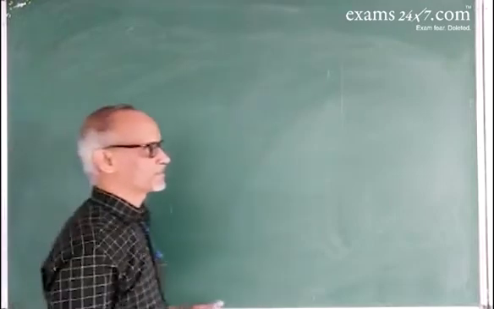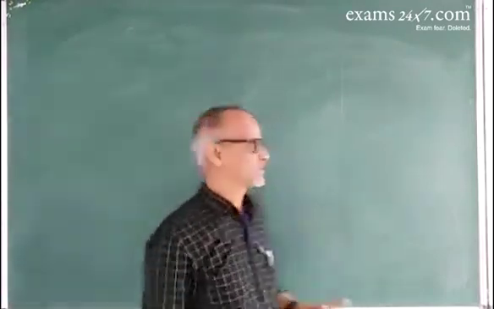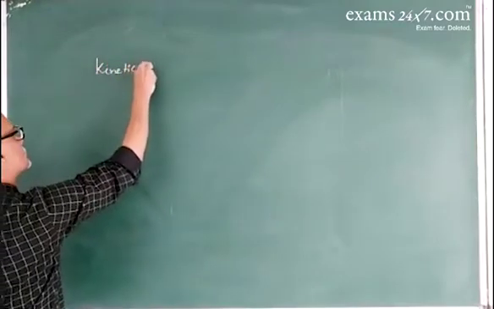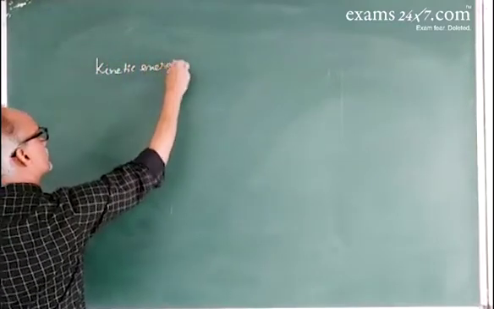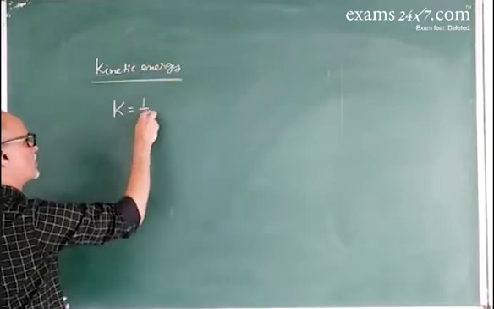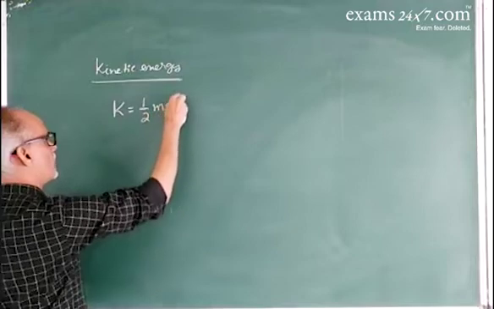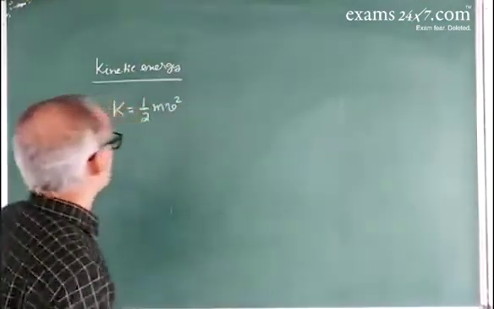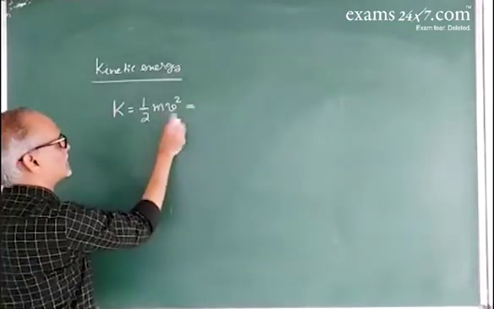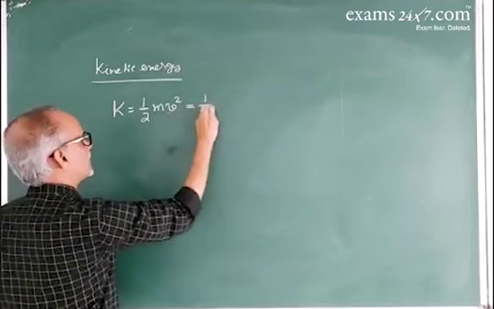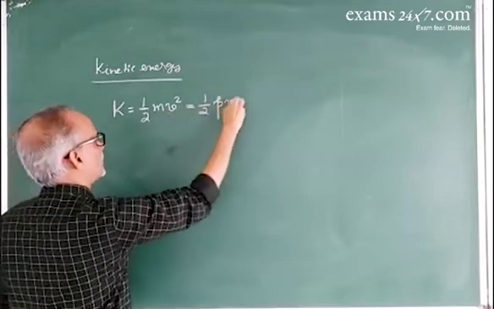The energy possessed by a body due to its motion is called kinetic energy, which depends on the mass of the body and the square of its velocity. K is equal to half mv square. In this equation, m into v is momentum. Therefore, you can even write half p v.